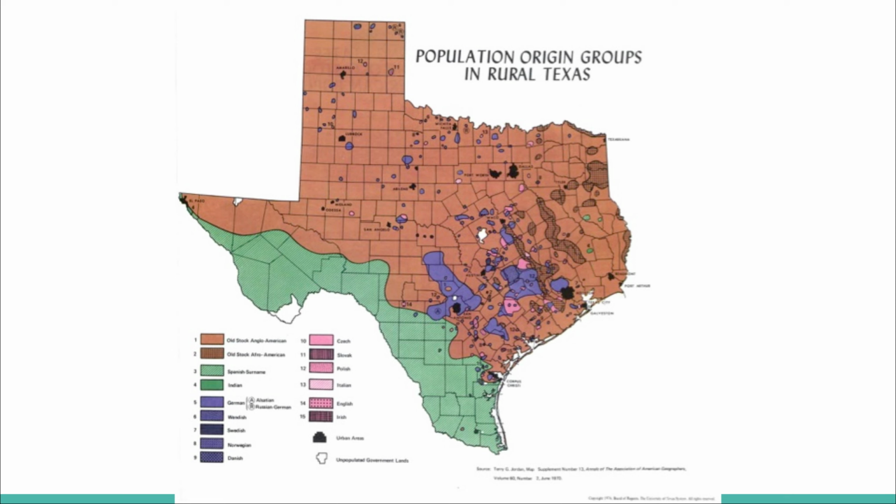The green is going to be Indian, like Native American peoples. And then all of those little purple splotches and pink splotches are places that people settled from Europe. So you've got German, Swedish, Danish, Czech, Italian, Polish, Irish, English, a little bit of everything. There's all kinds of people that move to Texas, and this is kind of where they settle. Like I said, you may be able to get a better view of this if you look at it in the slides in Classroom.